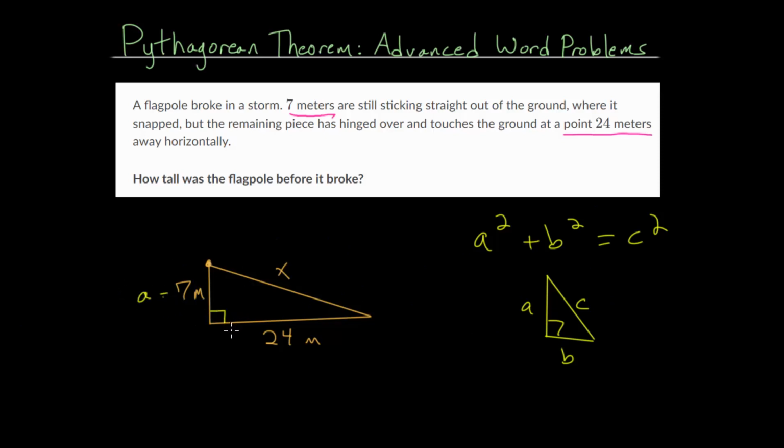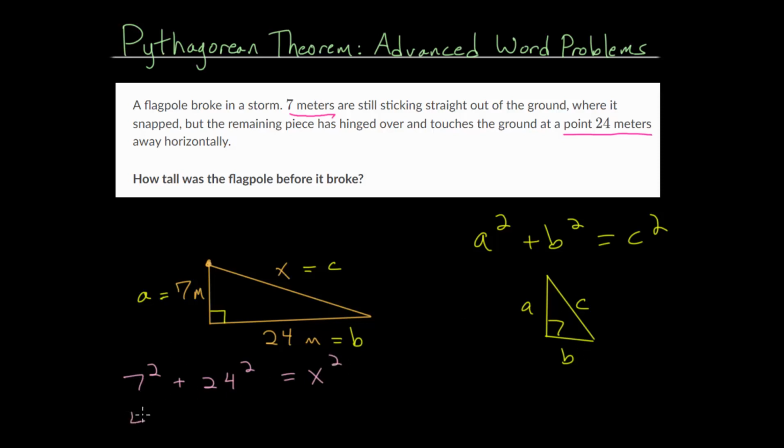And we do have a right angle here because the flagpole was sticking straight out of the ground and this is the ground. So that would be at a right angle. So this could be a, this could be b, or you can switch those if you want. And the long side, that has to be c since that's across from the right angle. So plugging everything into our formula, we have that a squared, that's 7 squared, plus 24 squared is equal to c squared, which we called x, so we have x squared.